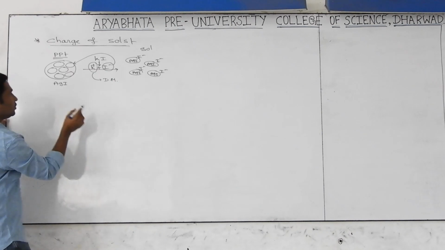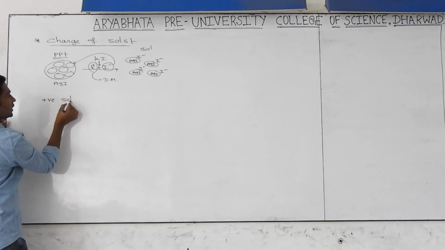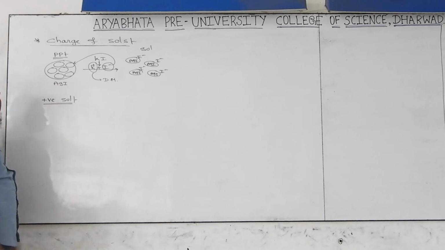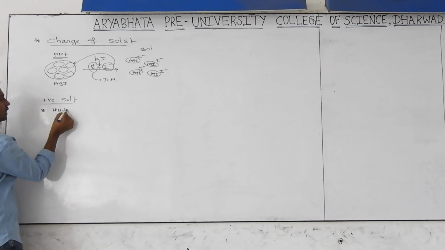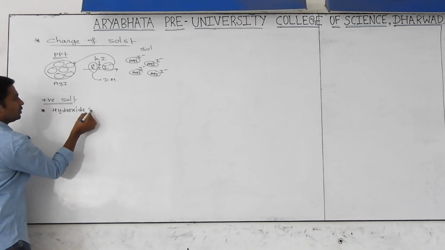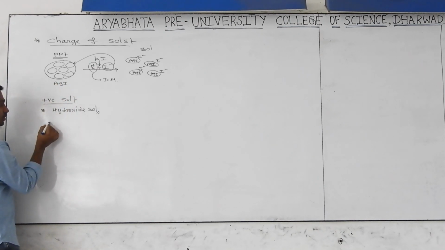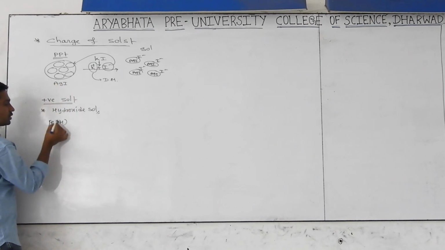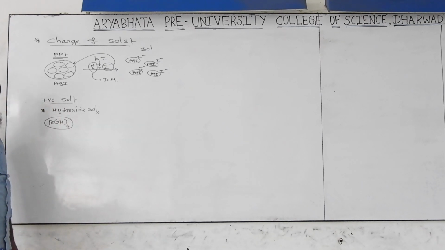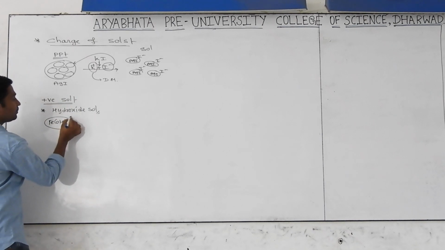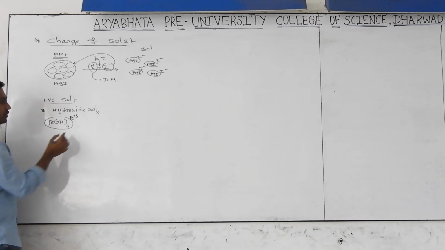Okay, now I will tell you some other things like positively charged sols. In competitive examinations, sometimes it is asked. Generally, hydroxide sols. Already I told in the introduction, for example, the hydroxide sols. Ferric hydroxide sol. On the ferric hydroxide sol, which particle is undergoing sticking? From FeCl3, Fe3+ particle is sticking. So it is carrying positive charge, so we call it a positively charged sol.